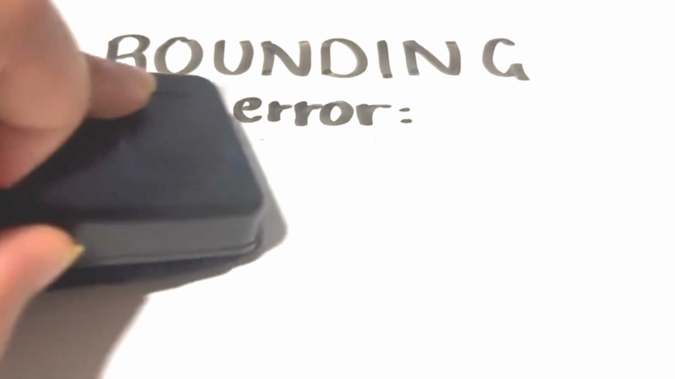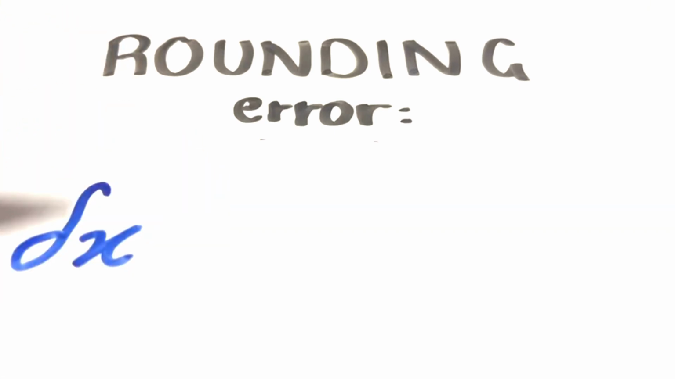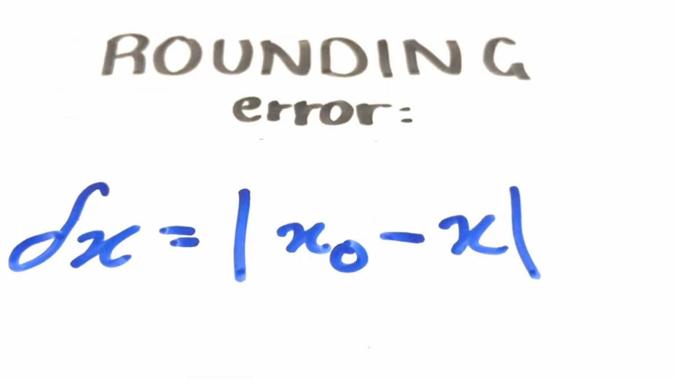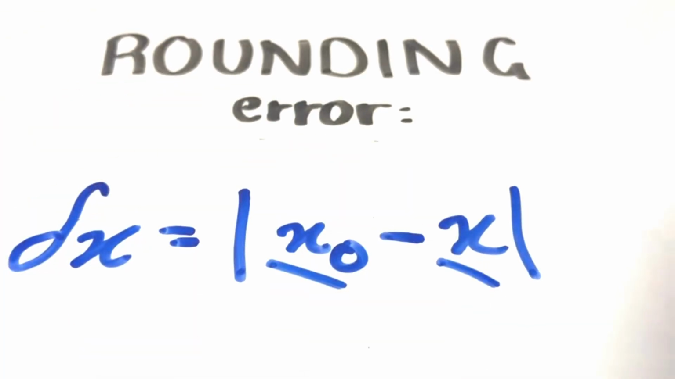Basically, the formula for this is dx, so delta x, is equal to the positive value of x0 minus x. So this is the positive value, where this x0 is our measured value or our rounded value, and this is our true value.